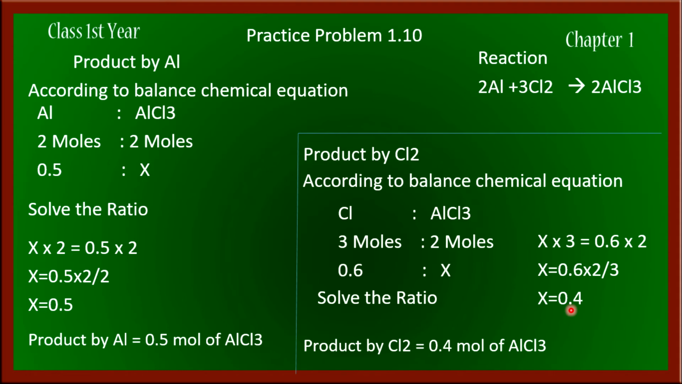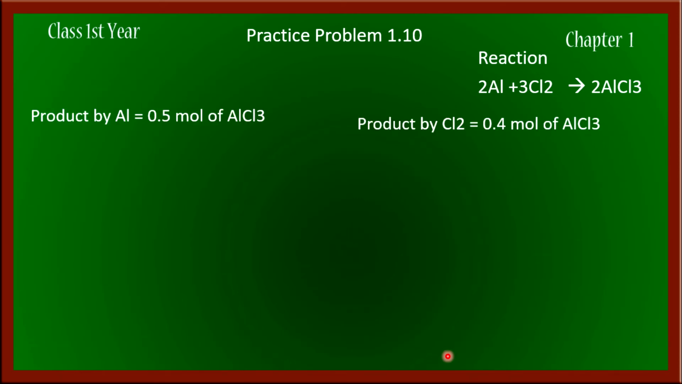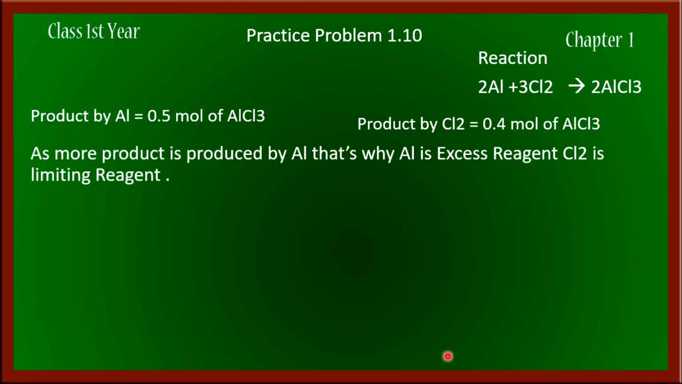Now as you can see, on the one side, product produced by aluminum is 0.5 mole and product produced by chlorine is 0.4 mole. So as I can see, the aluminum produces the most amount of the product. That's why aluminum is our excess reagent and chlorine is our limiting reagent. You can see that as more product is produced by aluminum, that's why aluminum is the excess reagent and chlorine is the limiting reagent.